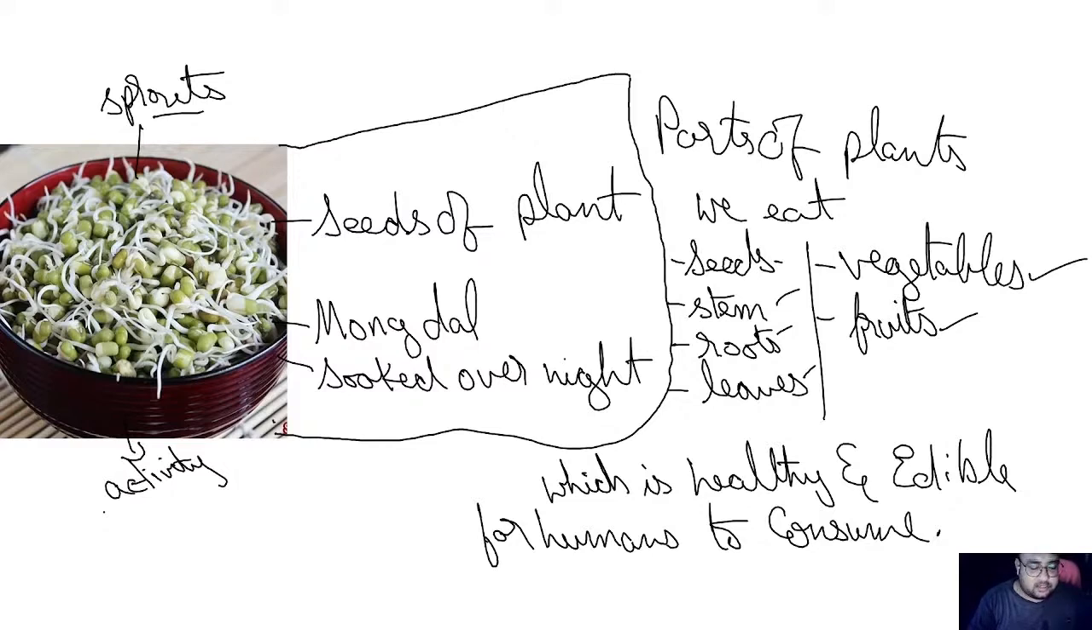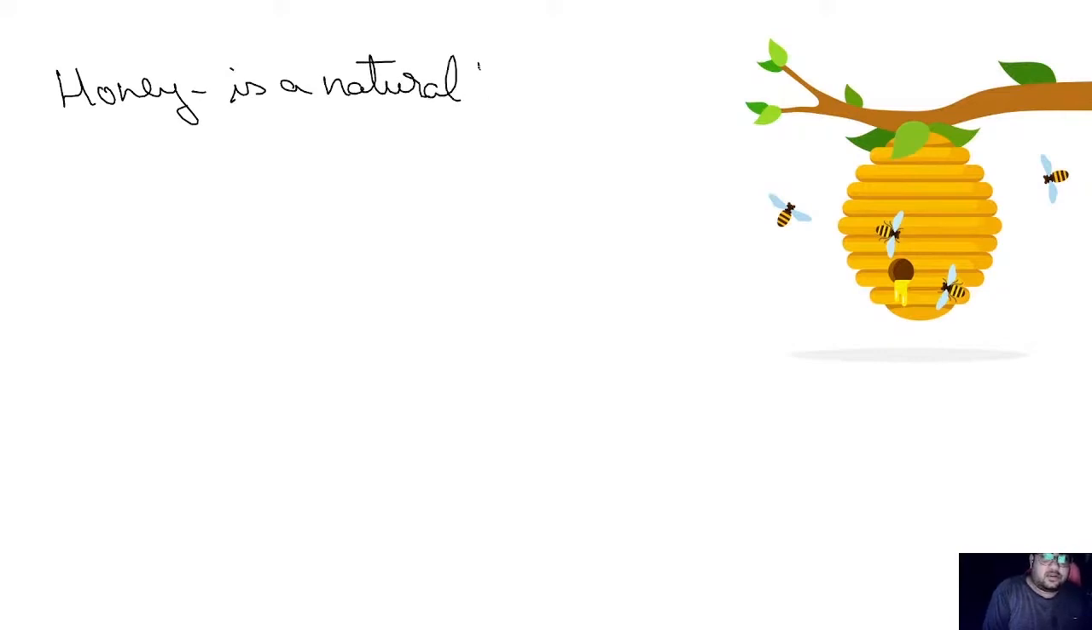Okay, students, we'll go to the next topic. That is beehive. Even honey is a natural food. But where do we get honey from? We get it from beehive. We don't get it from plants, right? We get honey from beehive. So how many of you have seen a beehive in real?